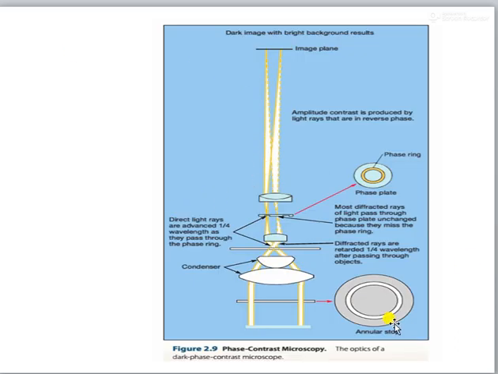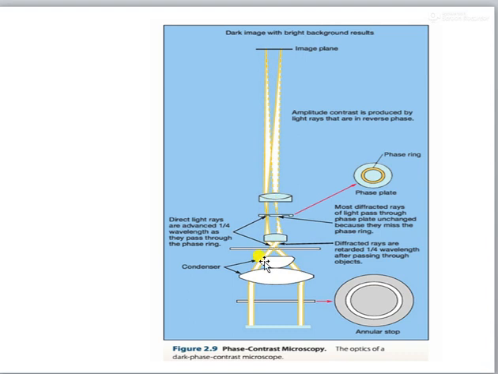So let me just conclude over here. You have an annular stop over here, so that a hollow cone of light is created, and then it passes through the specimen, and from the specimen it passes through the phase plate, and the direct rays are advanced by 1/4 wavelength as they pass through the phase ring. Okay, and most diffracted rays of light pass through the phase plate unchanged because they will miss the phase ring, and the diffracted rays are retarded by 1/4 wavelength after passing through the object.